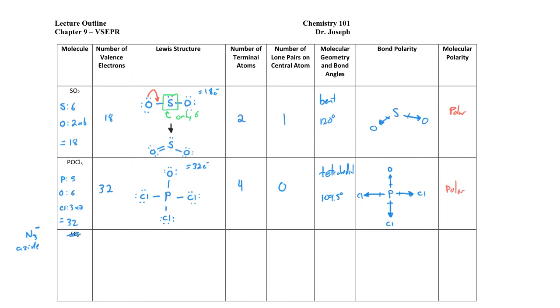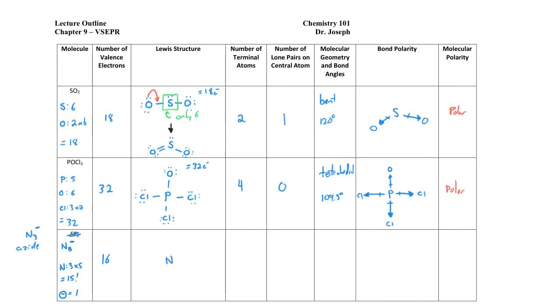Okay, so for azide, let's start by adding up the valence electrons for the 3 nitrogen atoms. Each nitrogen is in group 5, so we have 5 electrons from each, so that would be 15 from nitrogen. Notice that's an odd number again, right? We need to have even numbers for our valence electrons. Where does the next electron come from? Well, it comes from the -1 charge. We have a -1 charge, so there's 1 extra electron, so we get a total of 16 valence electrons.